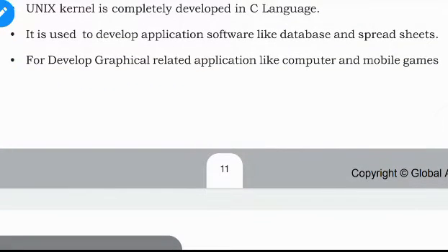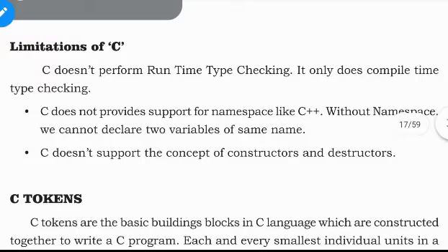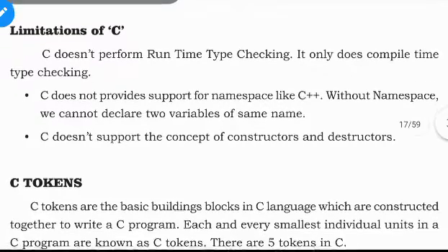Okay dear, so these are the limitations. Before that, what have we learned? Applications and features of C language, isn't it? Now we are going to learn the limitations of C. Even though C has so many features, some limitations will be there, like merits and demerits. Here, C doesn't perform runtime type checking. It only does compile time type checking. So while running the program, we cannot check whether there are any bugs or not. So before running, in the compilation itself, we have to check whether it has any bugs.